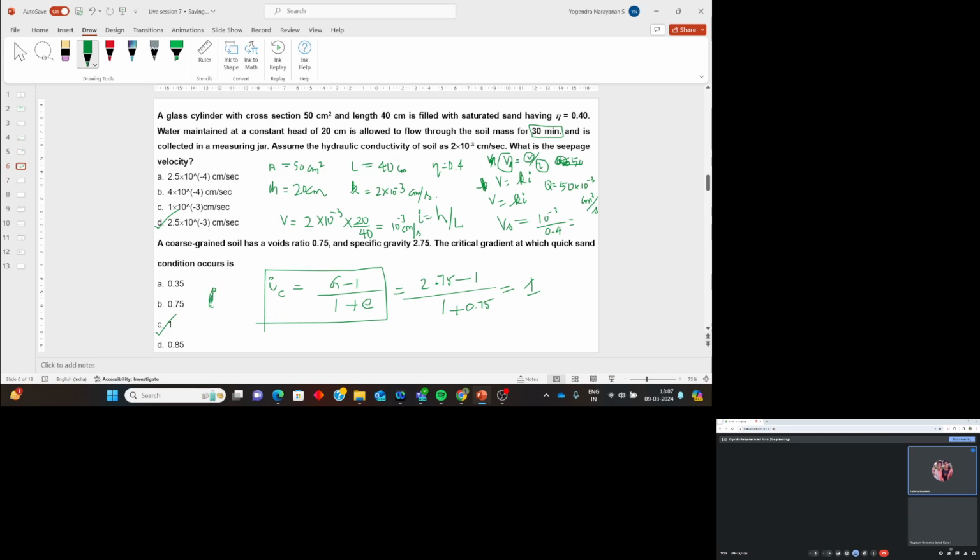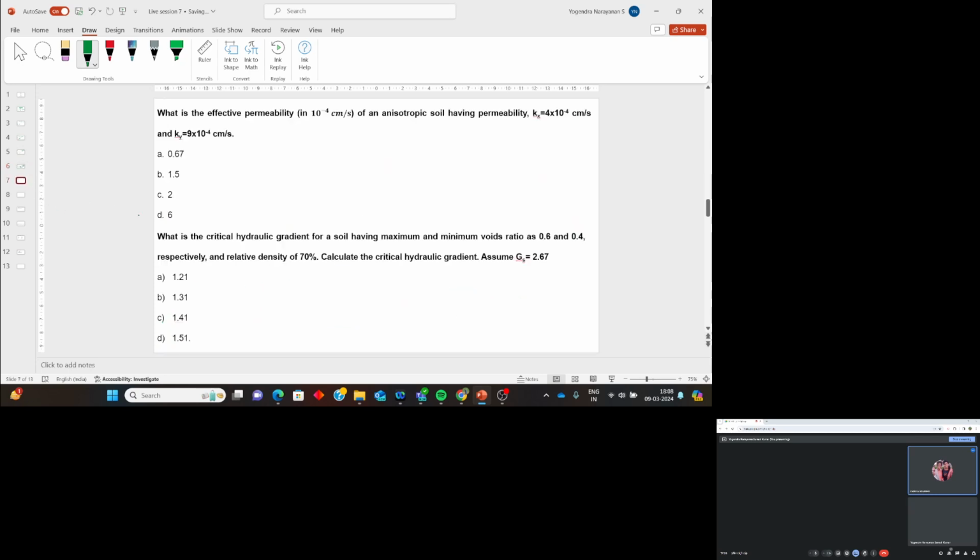Piping means soil will lose its integrity. And always the hydraulic gradient should be lesser than IC for the piping failure not to occur.